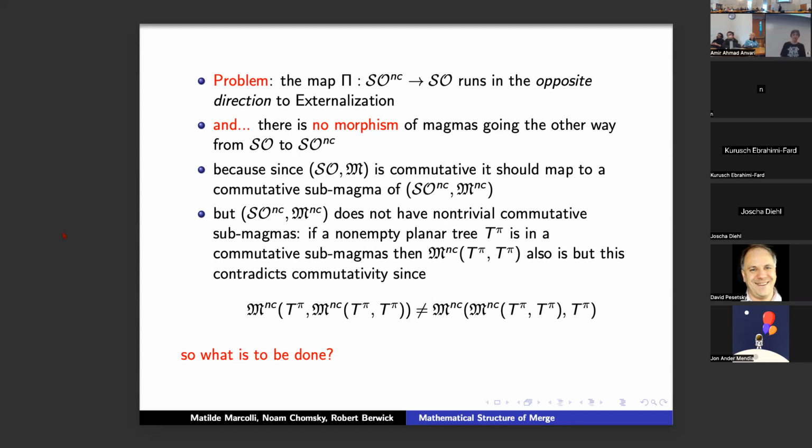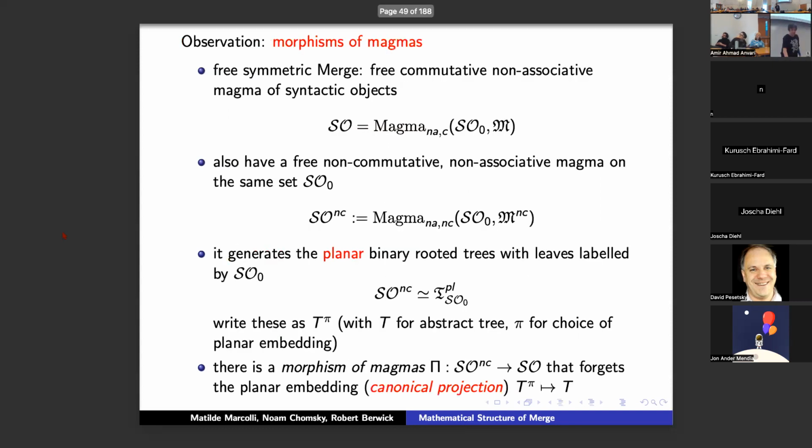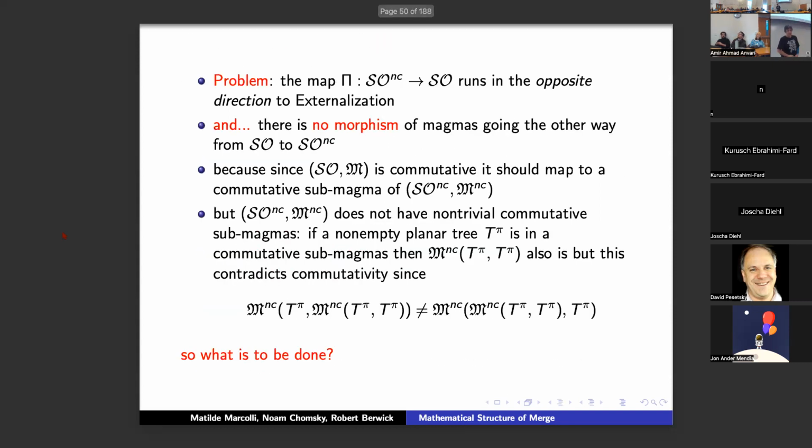Okay. So the problem is that we have this map, this projection map that I described there, from planar trees to the non-planar trees, which is a nice morphism of magma, but it's going in the opposite way with respect to what I want to do with externalization. I want to assign a planar structure. I don't want to forget the planar structure. Okay. So what should you do with this?